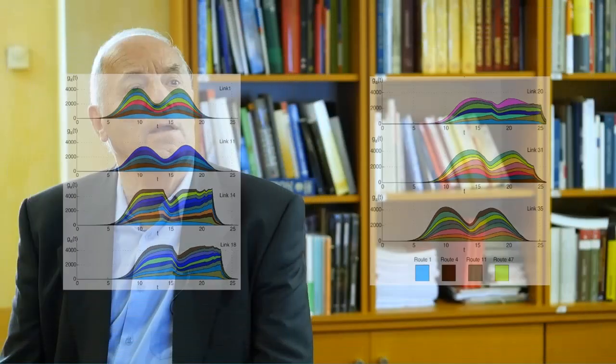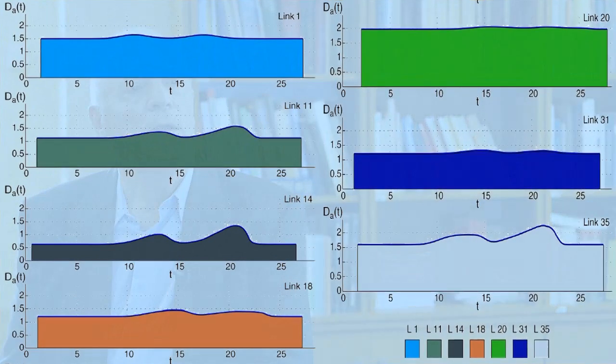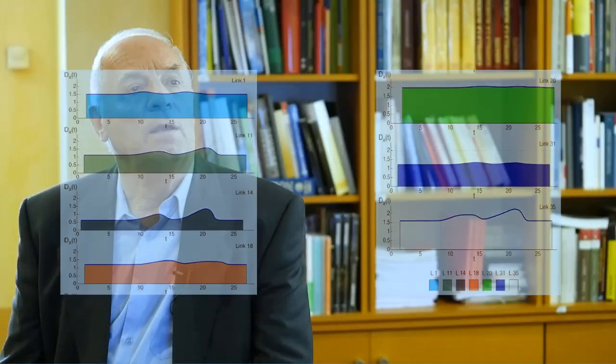The link travel time functions are shown in this figure, where we can see how traffic congestion in the different links varies with time. It is interesting to see the upstream congestion caused by link 14 on links 11 and 35, where induced trends similar to those of the link travel time functions can be observed.